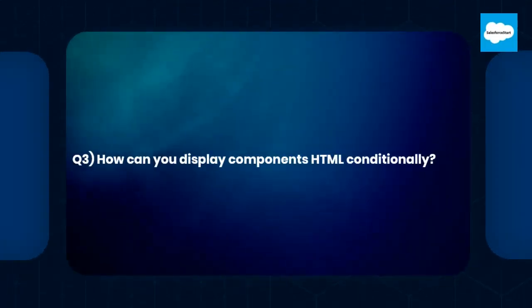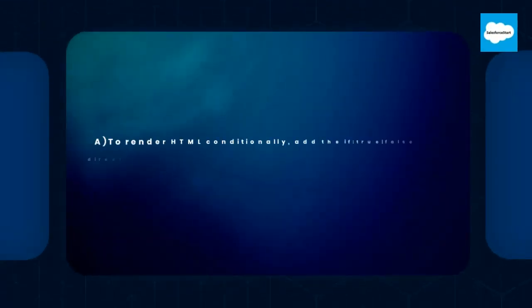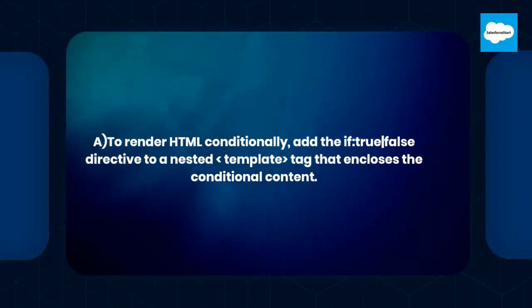Question number 3. How can you display a component's HTML conditionally? Answer: to render HTML conditionally, add the if:true|false directive to a nested template tag that encloses the conditional content.